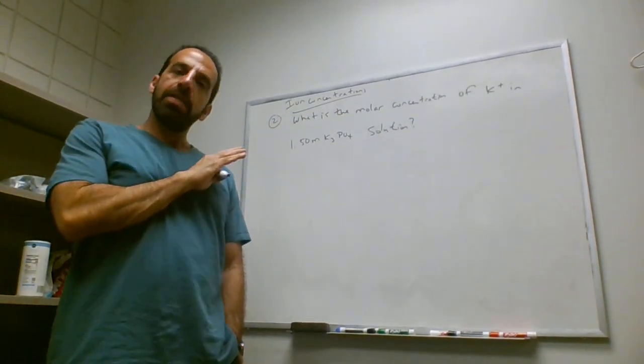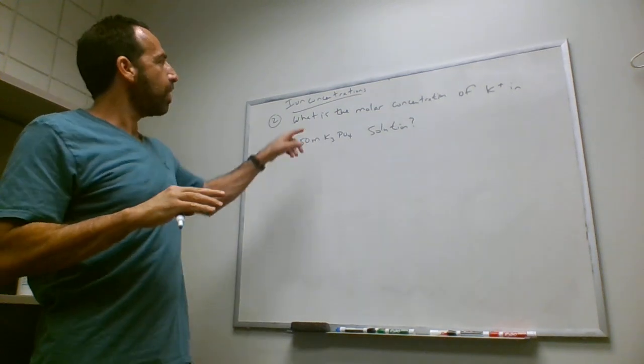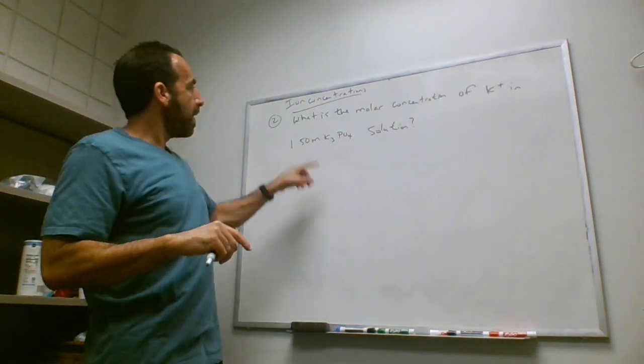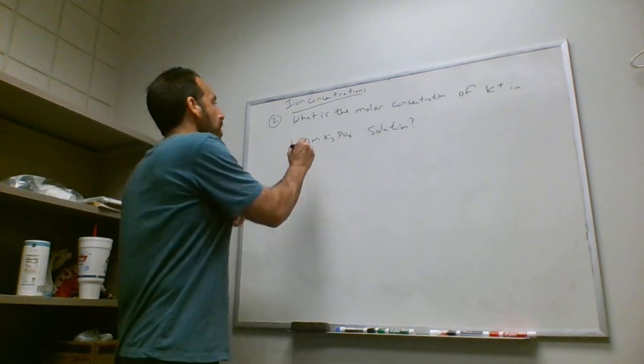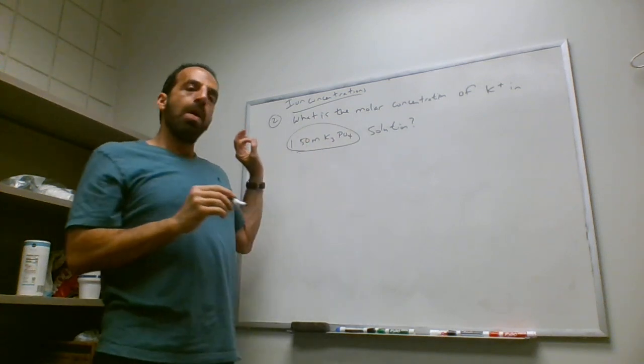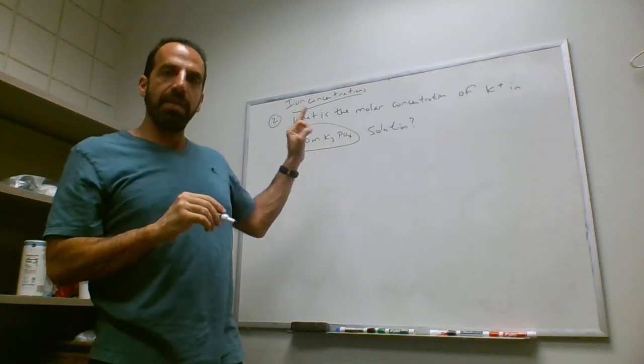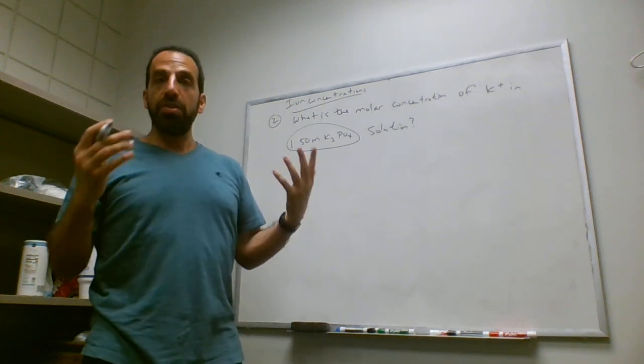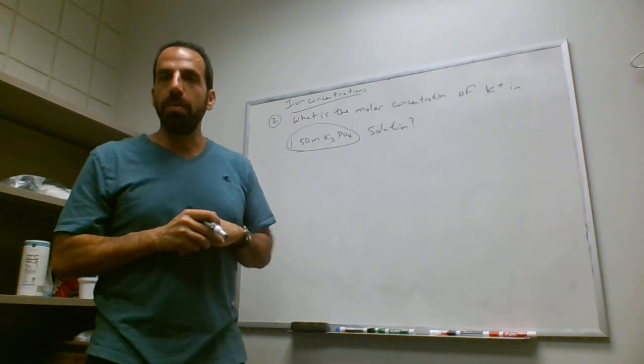This second one, we're going to look at the concentration of potassium ions in 1.50 molar potassium phosphate. So I have 1.50 molar potassium phosphate. This is soluble in water. Remember, potassium compounds are going to be soluble in water.